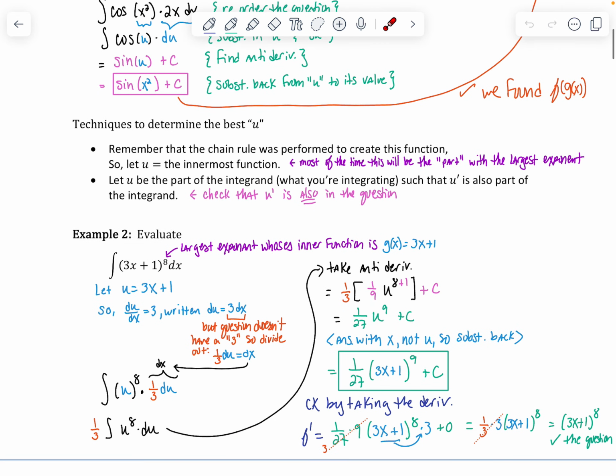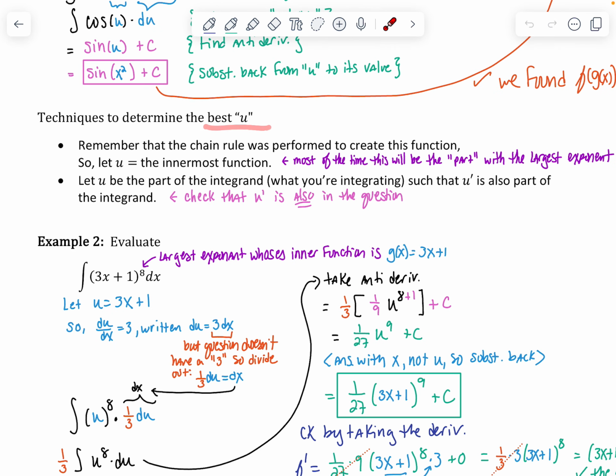Okay, I mentioned that you want some techniques when it comes to finding u, the best u choice. Focus on it being a chain rule, and it might come naturally, but otherwise look for the innermost function. I talk about the largest exponent, and you'll see throughout some of the examples that sometimes that can be a way to focus on the problem too. But here's what's important. You want to let u, the substitution piece you're using, be some part of the integrand. That's the thing we're integrating, so that the derivative is also inside that integral that's part of the integrand.